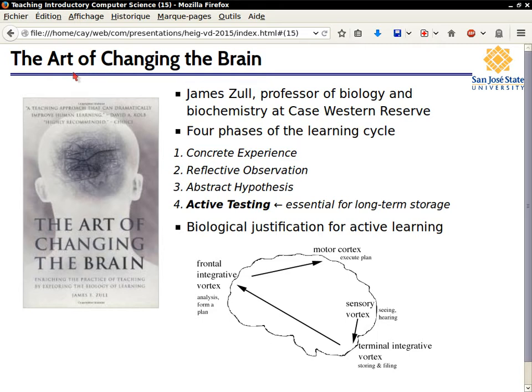This is a biology professor who started applying what he knew about how the brain works in his teaching. So there is a learning cycle that has been described by Piaget a century ago, that says that all learning goes through these stages where you start out with some concrete experience, where you listen to something, where you see something.